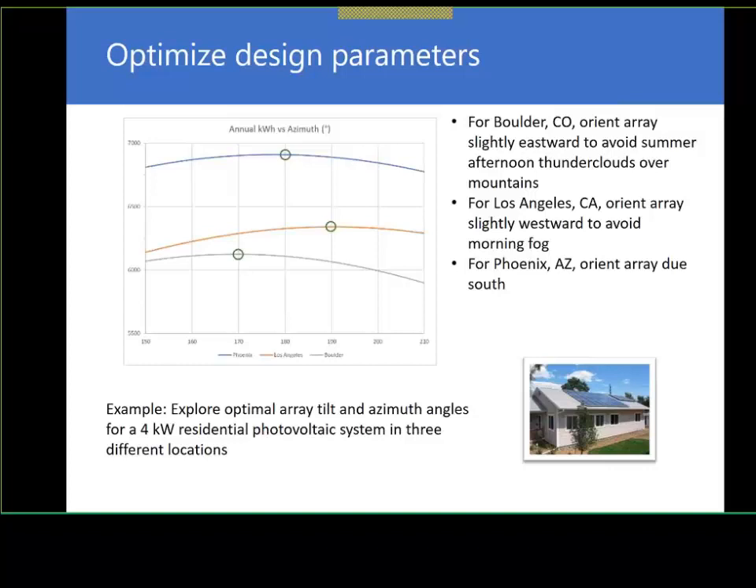And this is showing one such detail, which is the orientation of the array. We typically think it should be pointed directly south. That's a rule of thumb to maximize the energy output of the system over the entire year. But it turns out that the climate at an individual location might affect that optimal array orientation. So in LA, because of the fog patterns, and in Boulder, because of afternoon thunderstorms, it actually makes sense to orient the array slightly away from due south. So you can use SAM for that kind of analysis, which is very hard to do with back-of-the-envelope calculations.